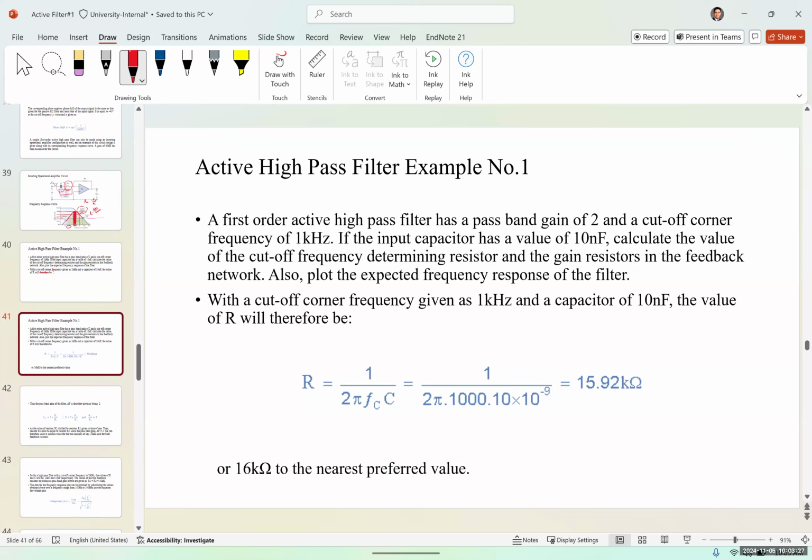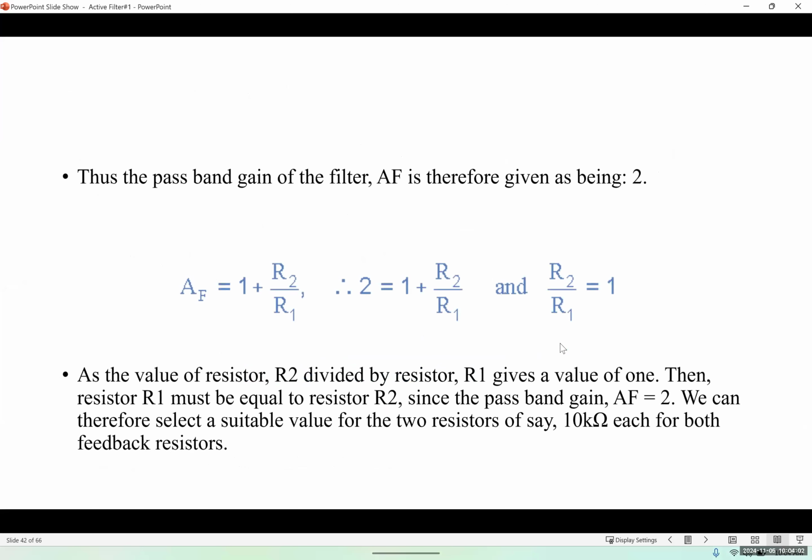So R, using the equation F is equal to 1 over 2 pi RC, therefore R would be 1 over 2 pi FC. So it's going to be 1 over 2 pi times the frequency, 1 kilohertz, so 1,000, times 10 times 10 to the power of -9, because we have a 10 nanofarad capacitor. And therefore, the resistor will be 15.92 kilo ohms, and the nearest that we can find in a lab is 16 kilo ohms.